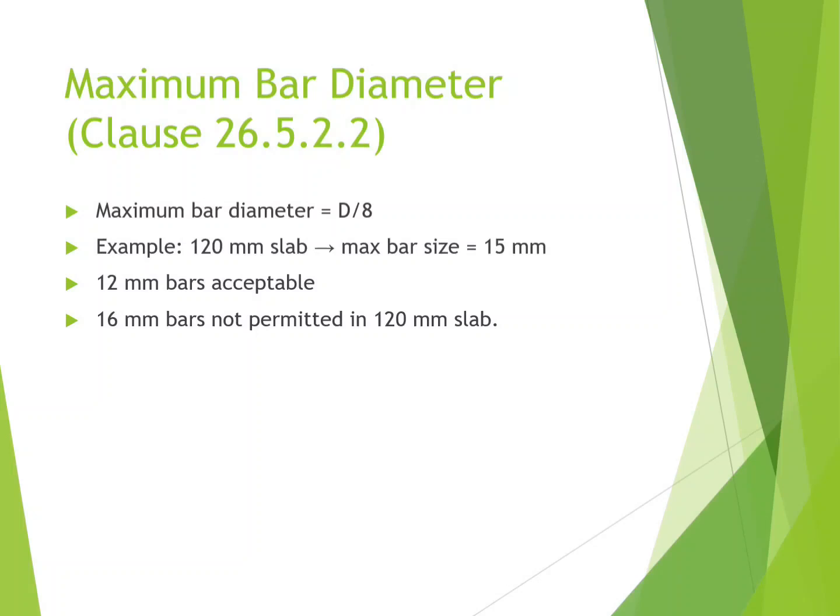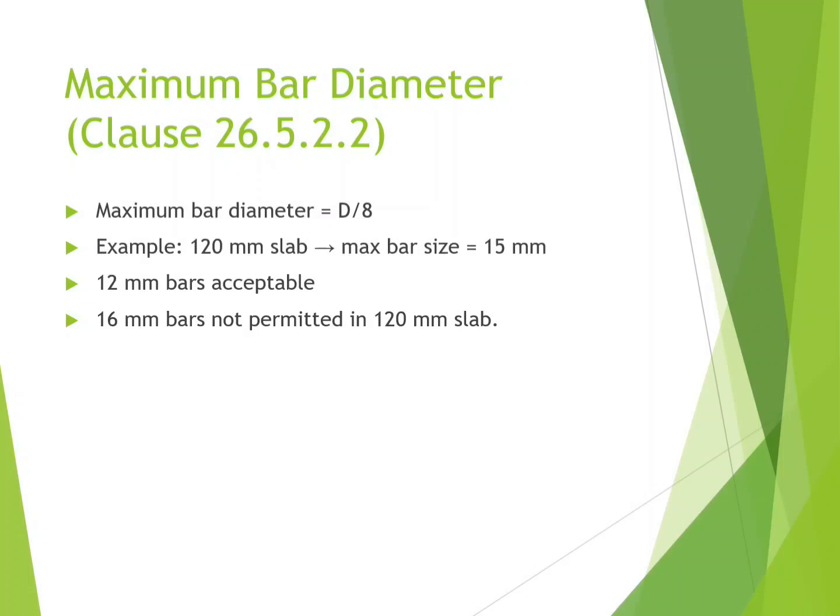Fourth is the maximum diameter of a bar, clause 26.5.2.2. To make sure the slab stays flexible and properly balanced, the diameter of any reinforcing bar can never exceed 1/8, D/8, of the total thickness of the slab. So if your slab is 120 millimeters thick, your maximum bar size is 15 millimeters, meaning a 12 millimeters bar fits perfectly, but you cannot use a massive 16 millimeters bar.